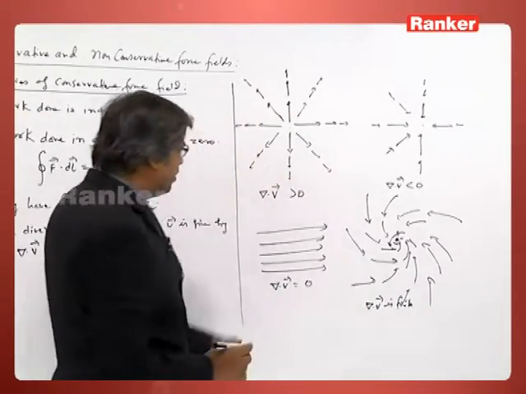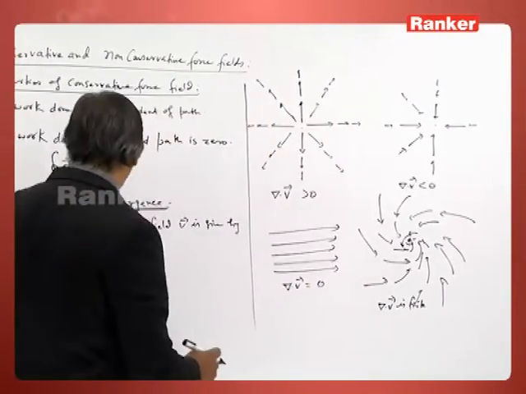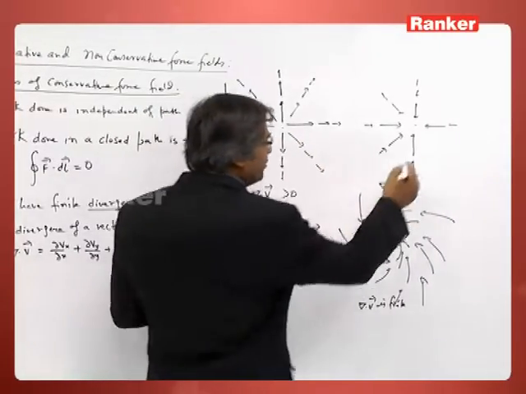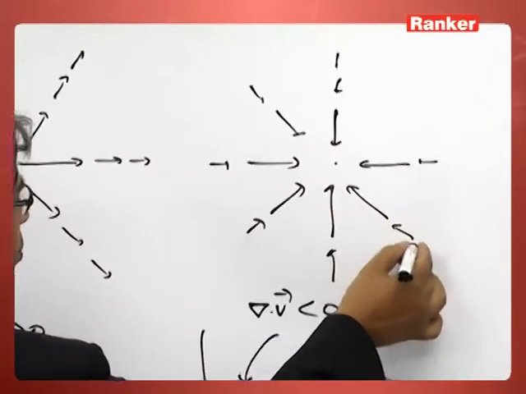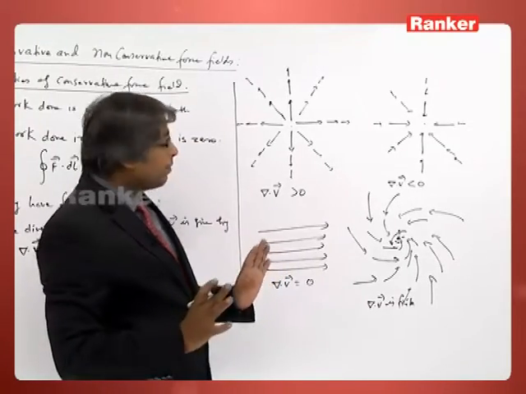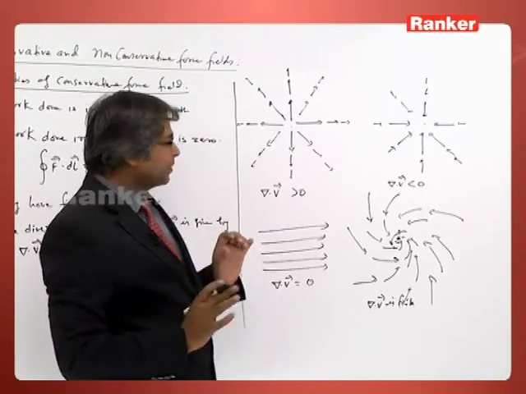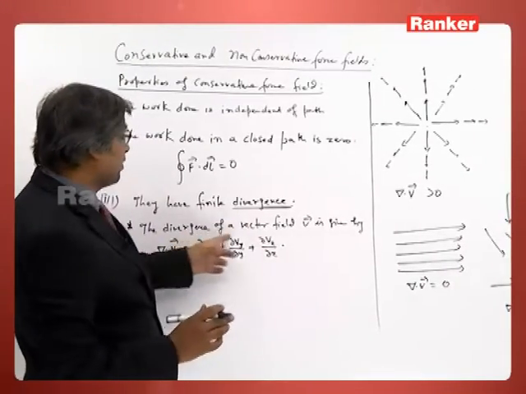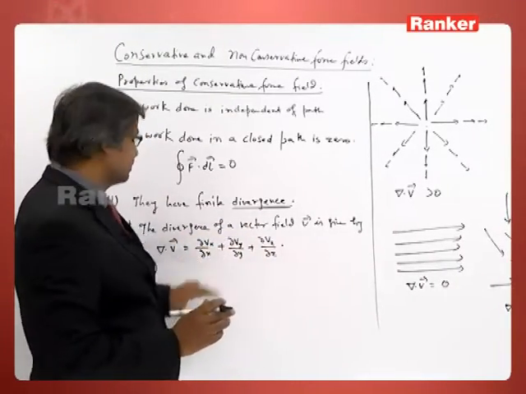So in all the four types of fields, you see the geometry of the fields, and all the fields have finite divergence, but not all are conservative. That means, important point, they have finite divergence. So this is the divergence of a vector field.